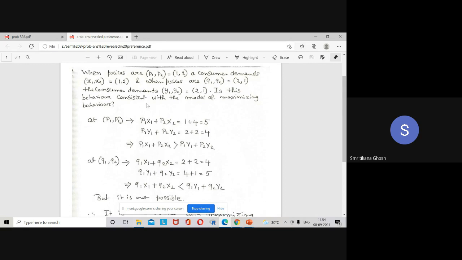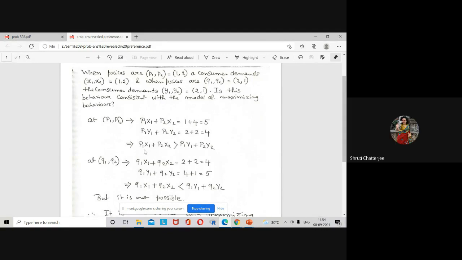Now look, at P1, P2, you have to find out P1x1 plus P2x2. So it is 5. At P1, P2, you have to find out P1y1 plus P2y2, and it is 4. So 5 is greater than 4. So P1x1 plus P2x2 is greater than P1y1 plus P2y2. Now, if this inequality is true, then we can understand x1, x2 is directly revealed preferred to y1, y2. Do you agree with me?